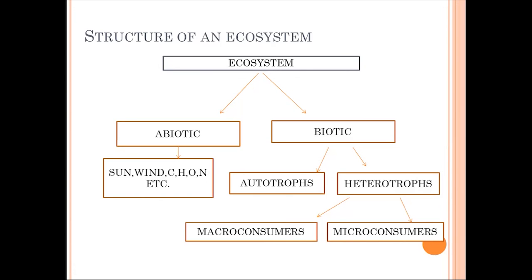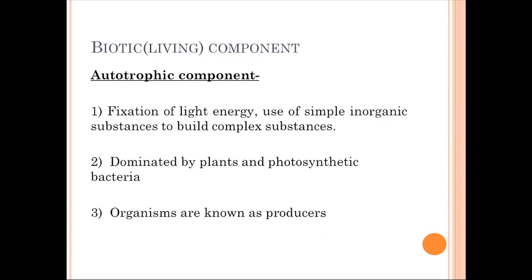Then the second major component is the biotic component. Biotic component is categorized into two major types. First are the autotrophs, second are the heterotrophs. Autotrophs are the organisms which are capable of synthesizing their own food. Okay, so what is the characteristic of autotrophs? Fixation of light energy, use of simple inorganic substances to build complex substances.